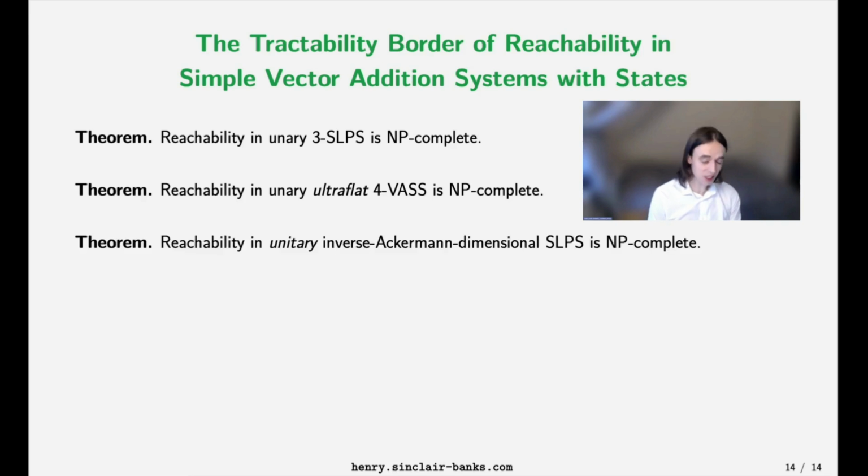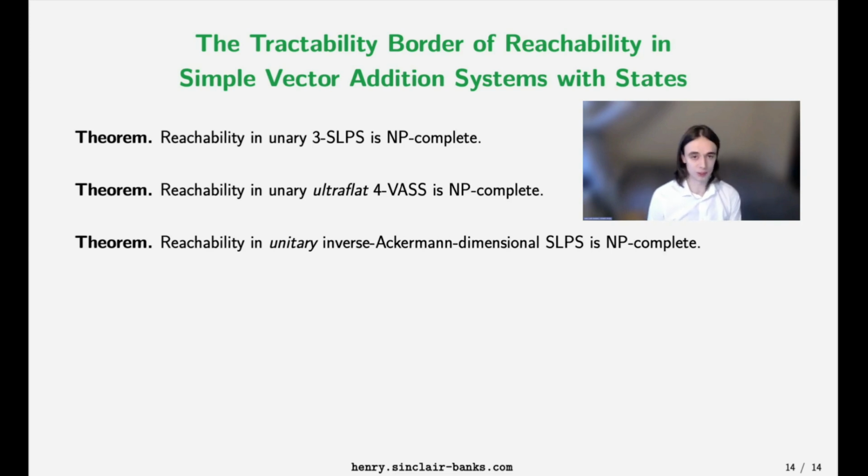We have an even simpler model, which we call unitary simple linear path schemes. And here we prove that inverse Ackermann dimensional simple linear path schemes have NP hard reachability. I do not have time, unfortunately, to explain what unitary simple linear path schemes are, let alone unitary inverse Ackermann dimensional simple linear path schemes.